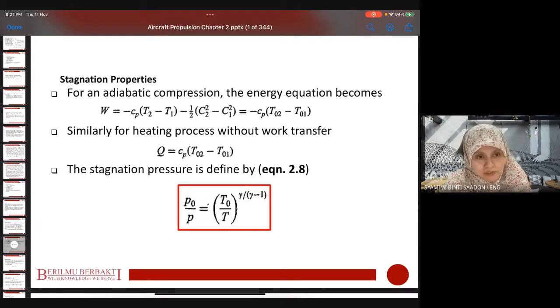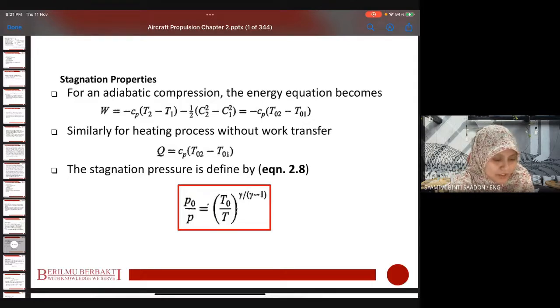Okay, so sebenarnya macam nanti bila apply kepada aero engine lain nanti, sebab ni just basic gas turbine dulu. Nanti bila ada next chapter akan tengoklah cycle-cycle untuk turbofan, turbojet semua tu, dan properties yang kita calculate tu sebenarnya ialah total or stagnation properties. Similarly for heating process without work transfer, it's the same for heat transfer, Q, and then we can also link the stagnation pressure with the temperature by using the same equation of state for ideal gas just now.